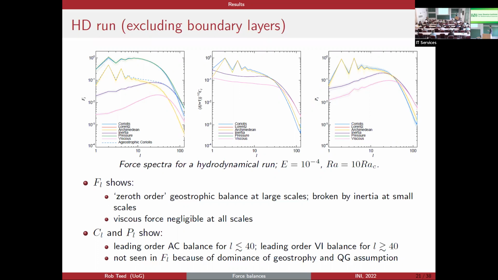So the fact that the viscous force comes in here, and also in the projection, demonstrates that this, I would argue, is a more accurate picture of looking at the forces. We don't really care what the pressure gradient's doing. We don't care what the gradient part of any of the forces are doing, really. So by eliminating it, I think you get a better picture of the actual balance that affects the dynamics. In particular, this is not shown in FL because of the dominance of geostrophy and the QG assumption.